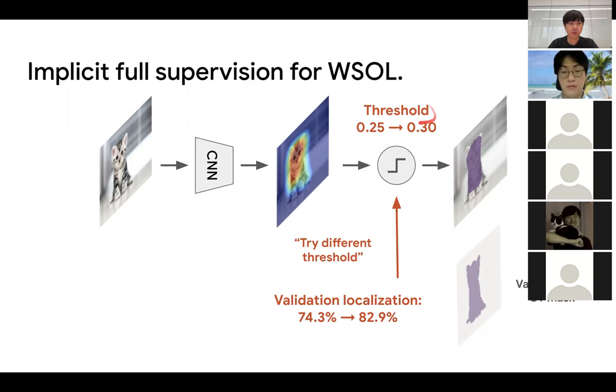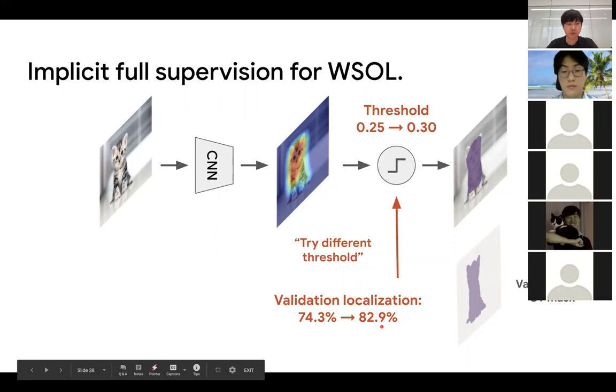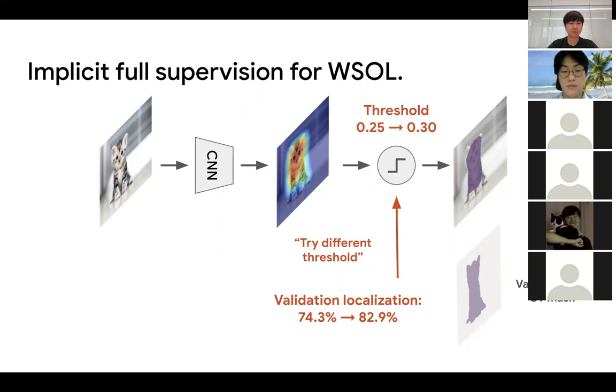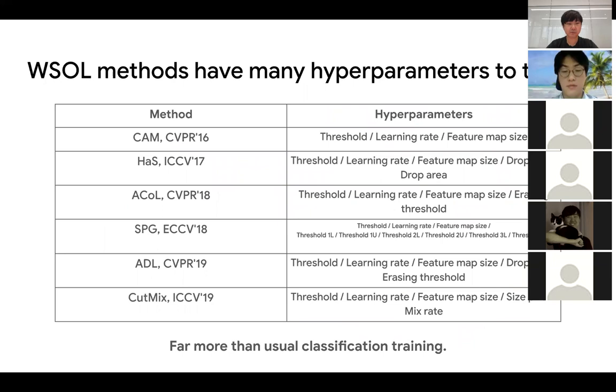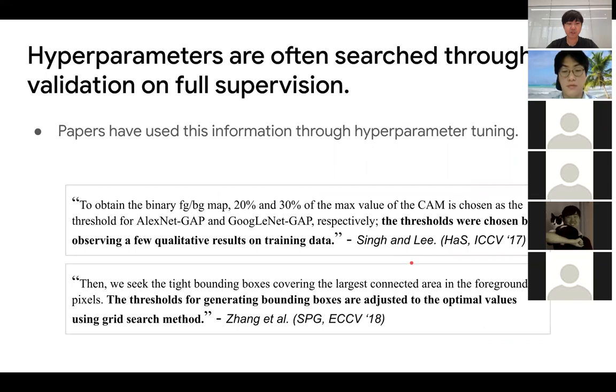Here, we set the threshold to 0.3, then the validation performance increases to 82.9%. So we actually use full localization supervision to find proper hyperparameters. Actually, the number of hyperparameters of WSOL methods is far more than that of common classification training. Prior methods have addressed this issue by using additional information or full localization supervision.